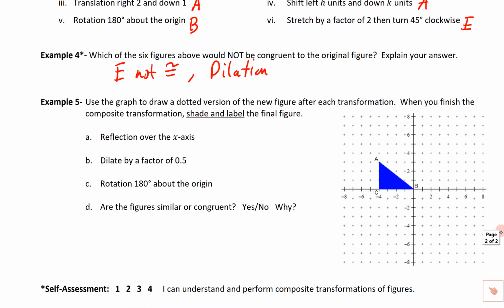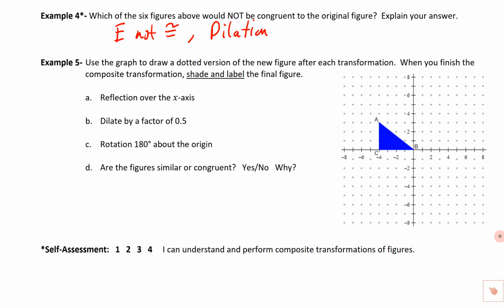Okay, let's come down here and take a look at example 5, and then we'll be done with this. It says, use the graph to draw a dotted version of the new figure after each transformation. When you figure the composite transformation, or you can finish the composite transformation, shade and label the final figure. So same instructions as we had up above. Hoping this one's a little easier. Reflect over the x-axis. So the x-axis is right here. So we're going to flip this down here. So it's going to look like this. Okay, so there's just the reflection.